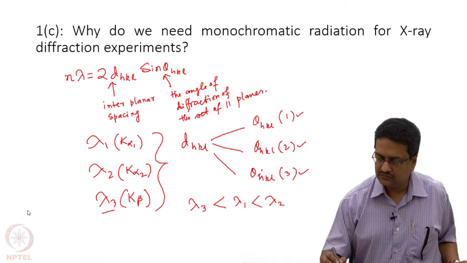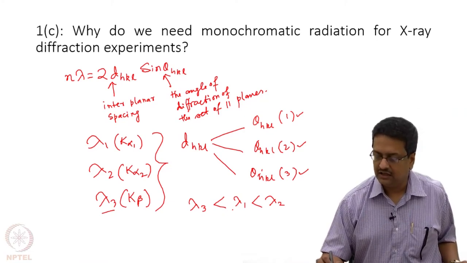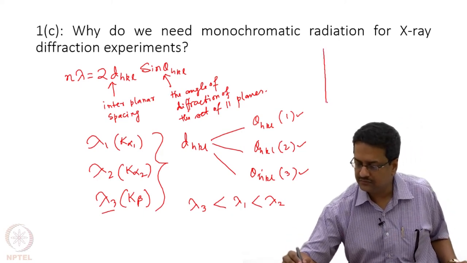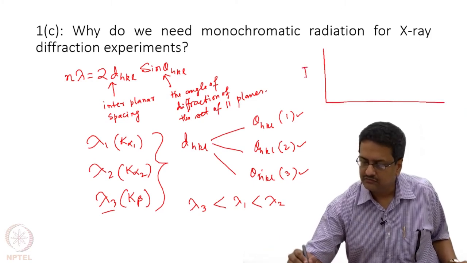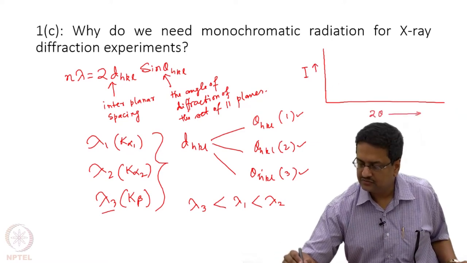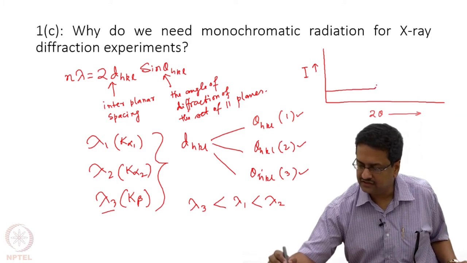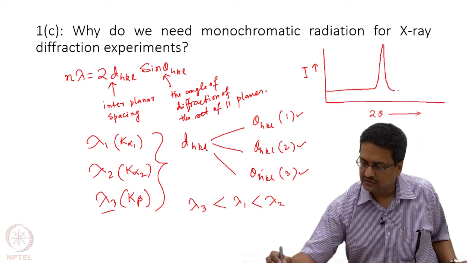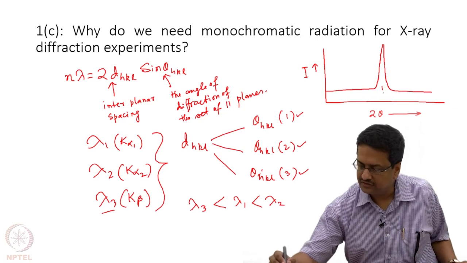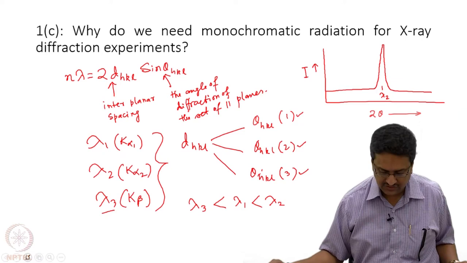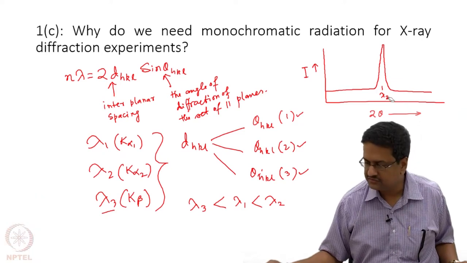So, when this lambda 3 is smaller than lambda 1 and lambda 1 is smaller than lambda 2, if we try to understand where these peaks would appear, we plot intensity versus 2 theta, and suppose for the characteristic radiation lambda 1, that is my K alpha 1, which we always use, the peak appears at this point.